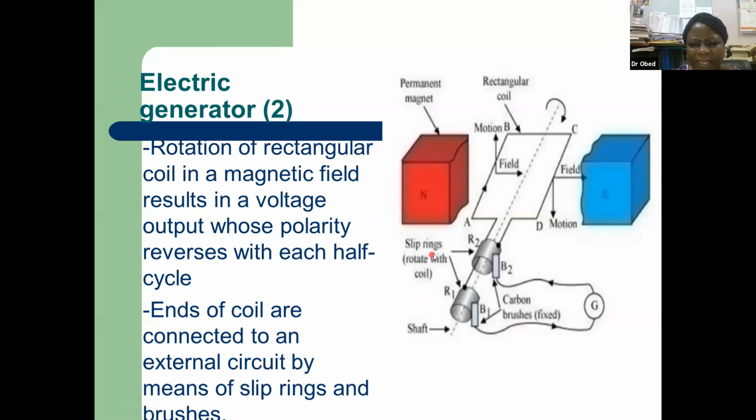So these are the split rings like we had before. They rotate with the coil, and these are the brushes which are fixed, B1 and B2. And you can see the direction of motion, you can see the field direction, you can see the rectangular coil which is rotating in this direction. And this is the shaft, the axle.